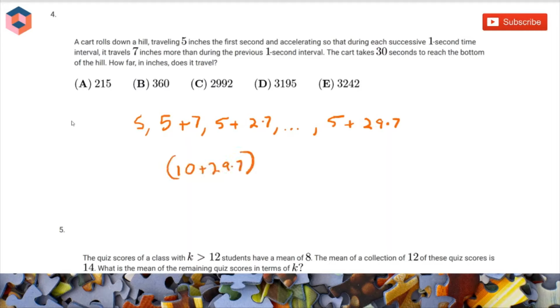And you multiply by the total number of terms. So this is basically saying that you multiply by the average of the list, 30 times the average of the list. And how do we find the average? Well, we divide this first term by 2.